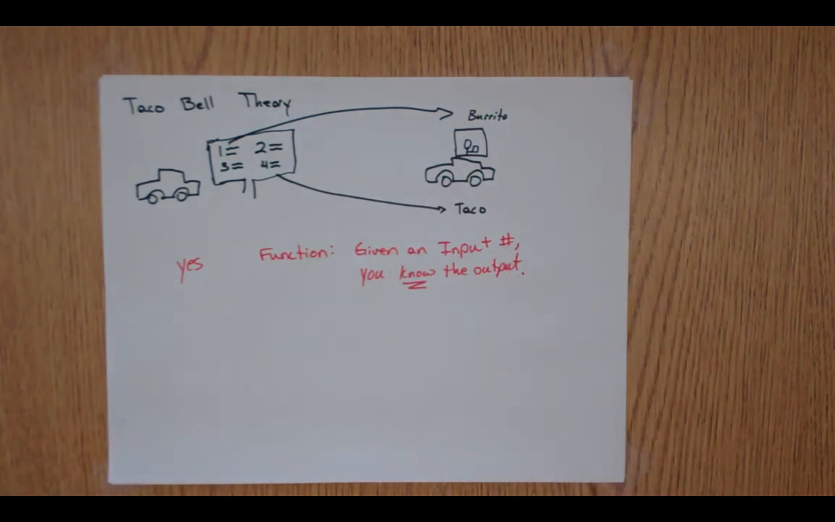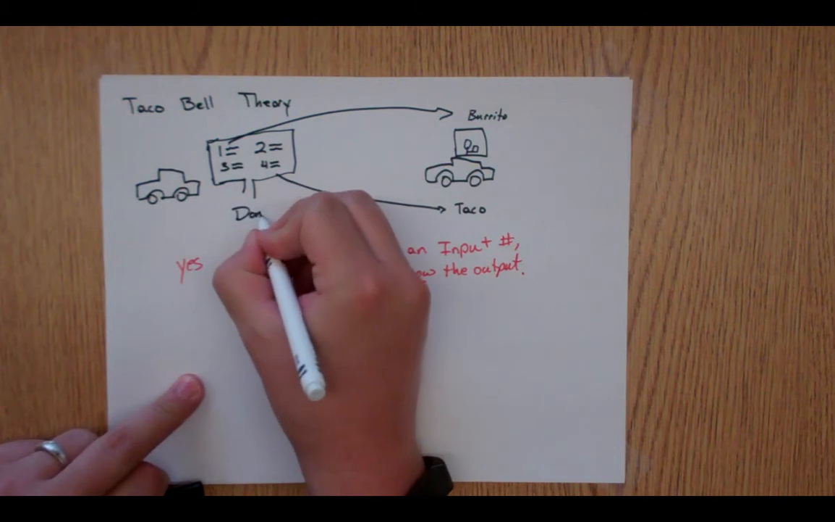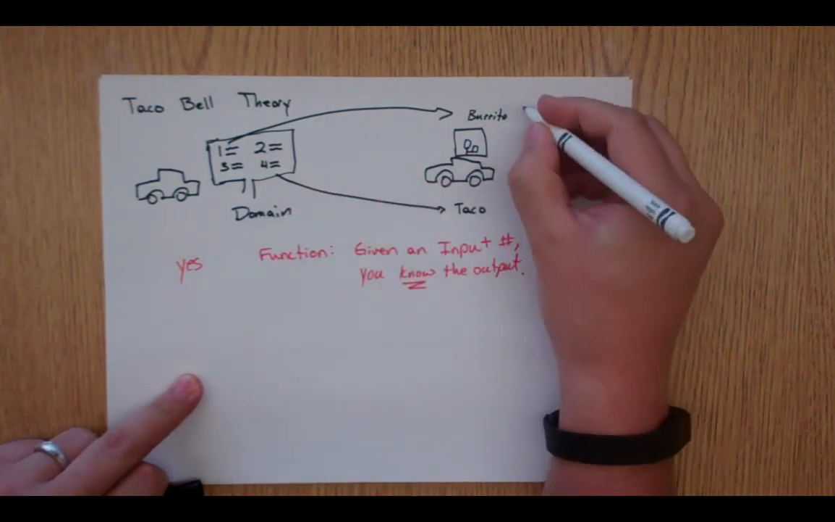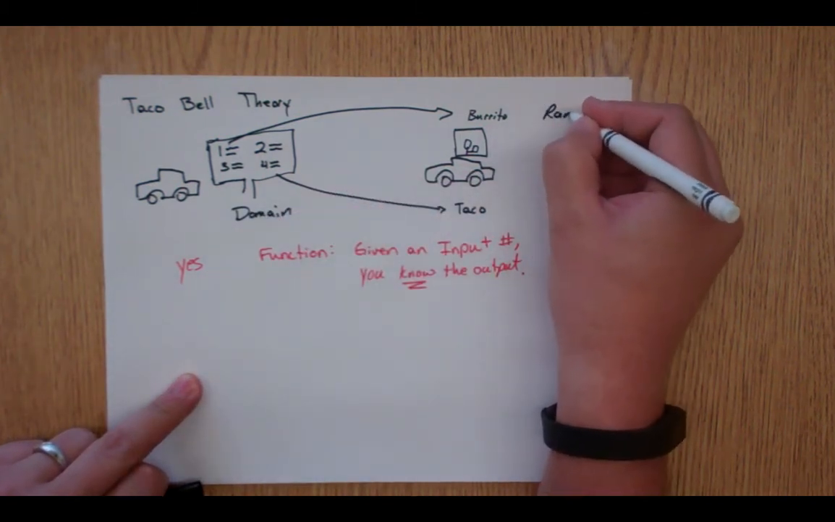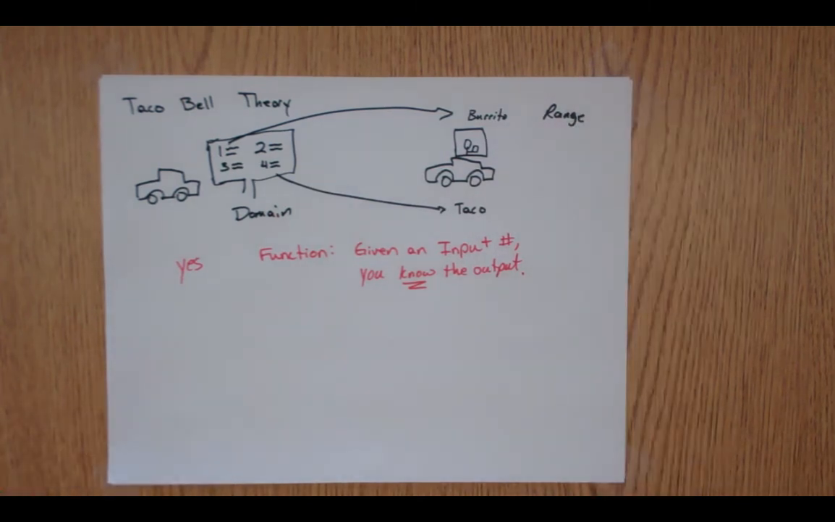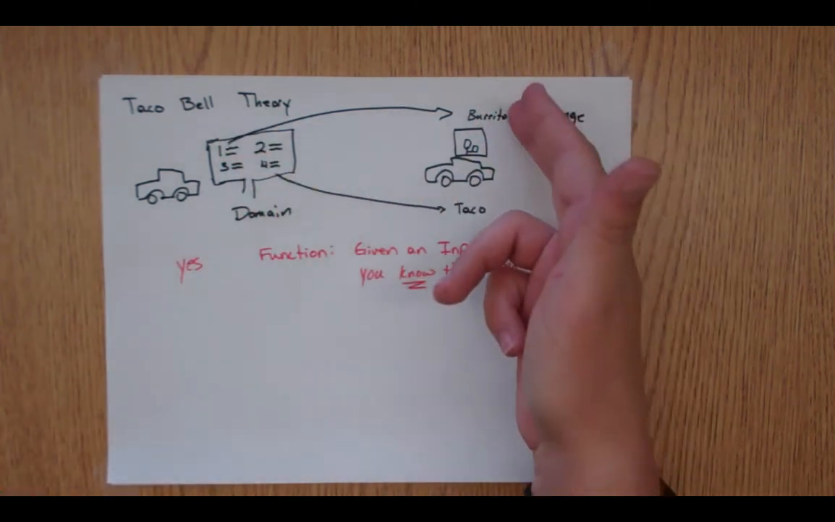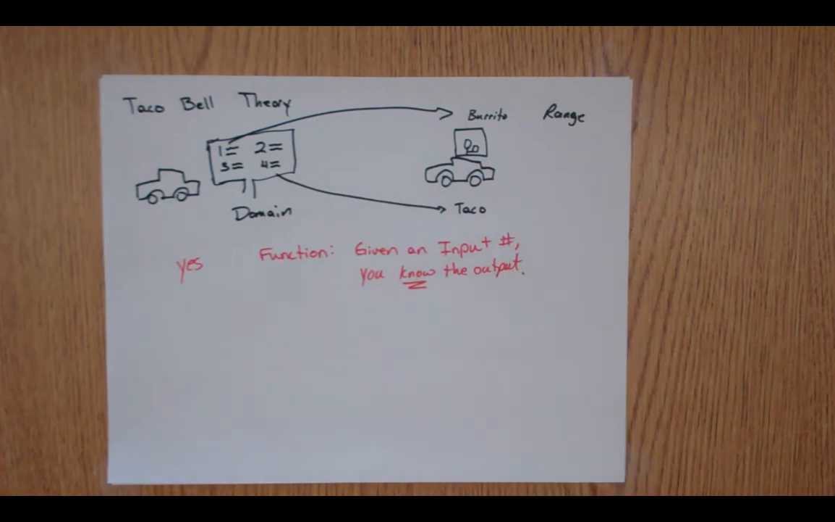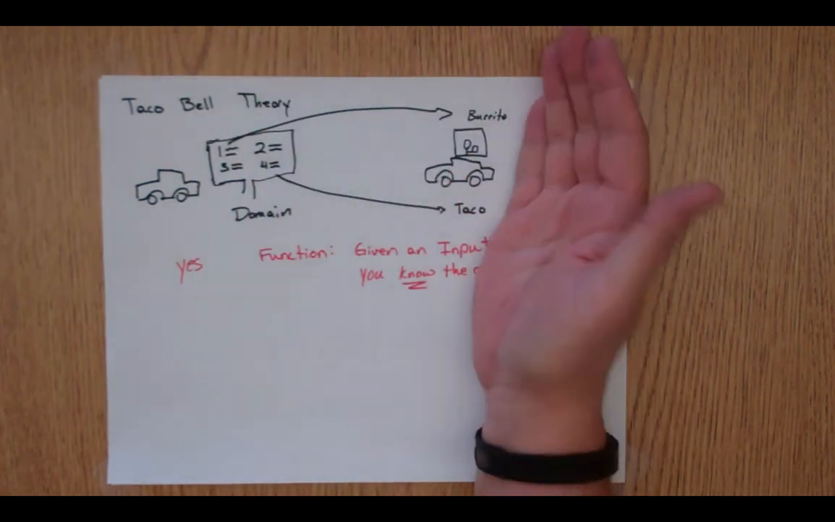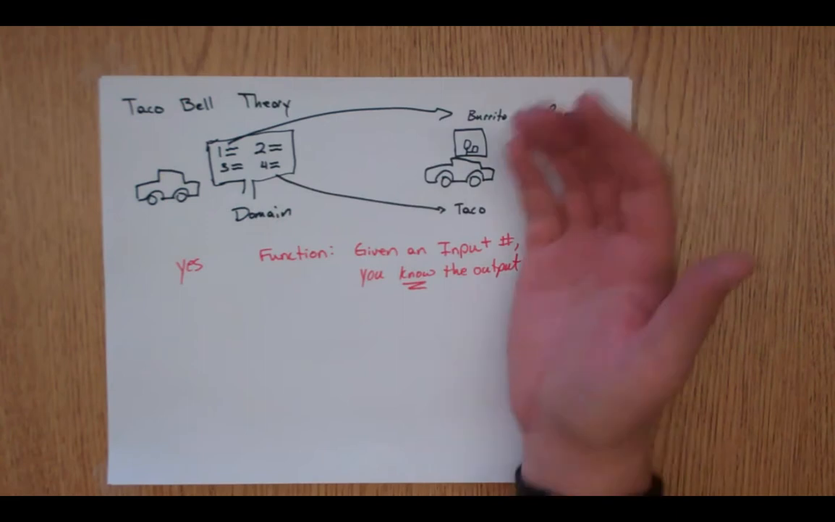So there's no doubt in your mind that when you pull up and order a combo 1, you're going to get a burrito. When you order your friend a combo 4, he's going to get a taco. So that is a function. This represents your domain. And the items on the menu board, the items that you actually get, represent the range. So combo 1, you get a burrito. Combo 4, you get a taco. You order, you know what you're getting. Domain, range.